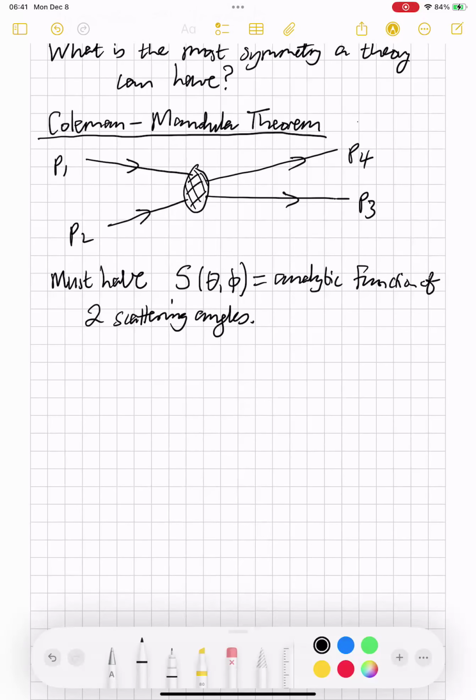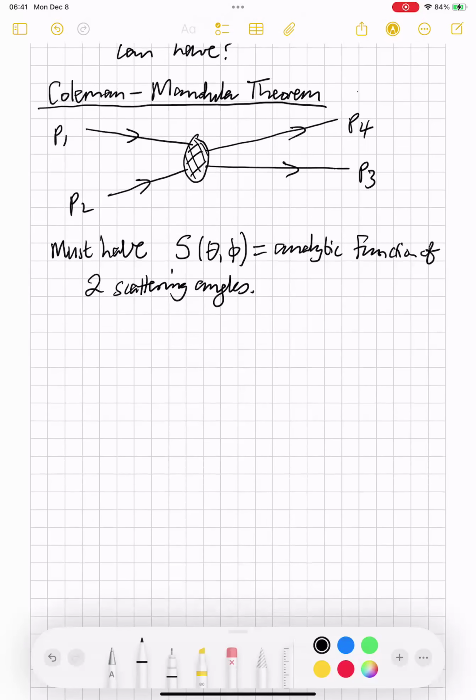Good. So what does the S matrix depend on? S will depend on these momenta, so let's call them P_i^mu. I can go over i = 1, 2, 3, and 4. Mu can go over 0, 1, 2, 3. So this is a total of 16 parameters. Okay?